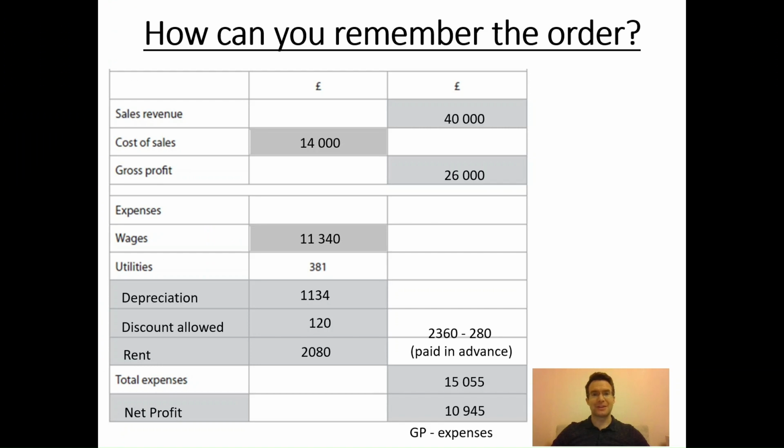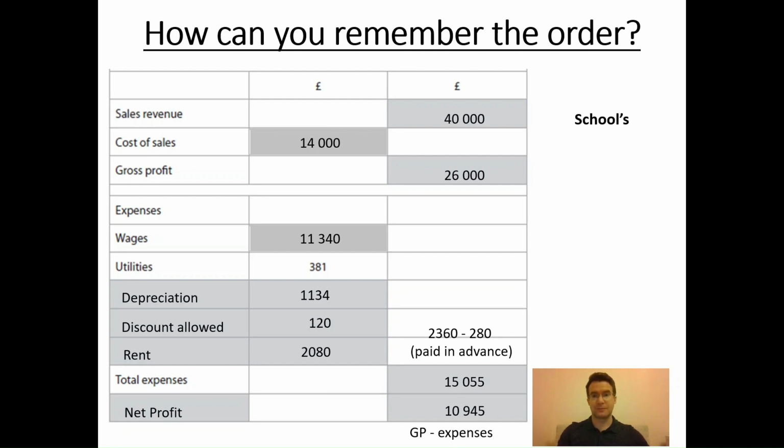So you might be thinking at this stage, how on earth do I remember the order of the statement of comprehensive income? Well, I've got a rather silly way that I use, which I'll share with you now. As we know, sales revenue minus cost of sales equals gross profit minus expenses equals net profit. It would be helpful, wouldn't it, to have a little acronym to remember it by? Well, this is the one I use.